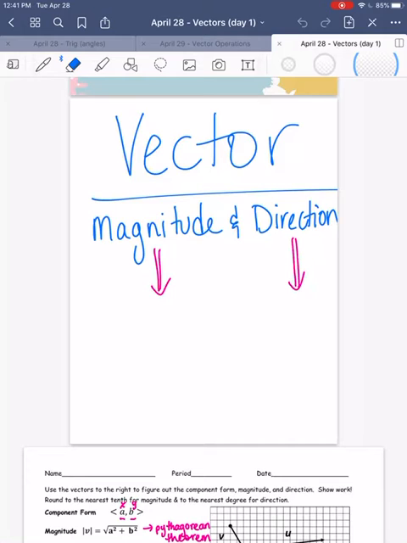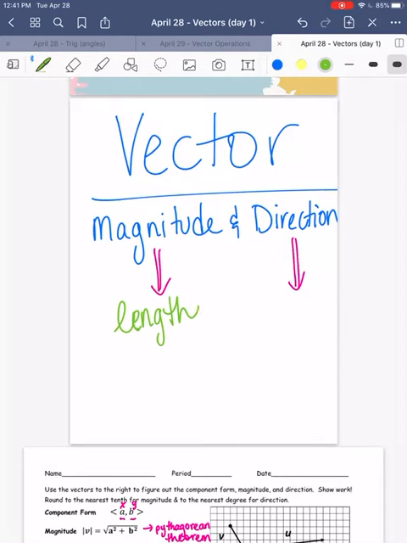So vectors, some of you may have had this in physics already. But I'm going to assume that most of you have not, even if you have. And so I'm going to teach it just like it's brand new material. So vectors have two components. They have a magnitude and a direction. So magnitude is just a fancy word for length.